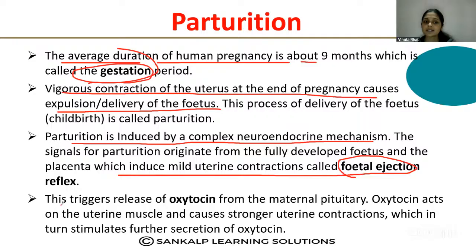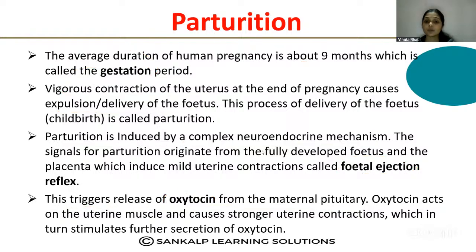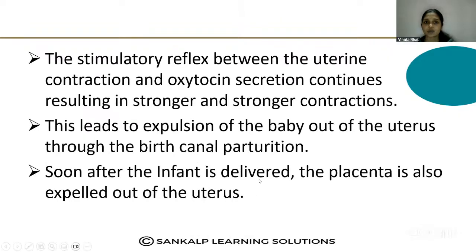The fully developed fetus and the placenta induce mild uterine contractions, called the fetal ejection reflex. This triggers the release of oxytocin from the maternal pituitary. This oxytocin causes the contraction of the uterus, which leads to the expulsion of the baby. More and more contraction of the uterus leads to more and more release of oxytocin, so that leads to the expulsion of the baby from the uterus. That is called the parturition.